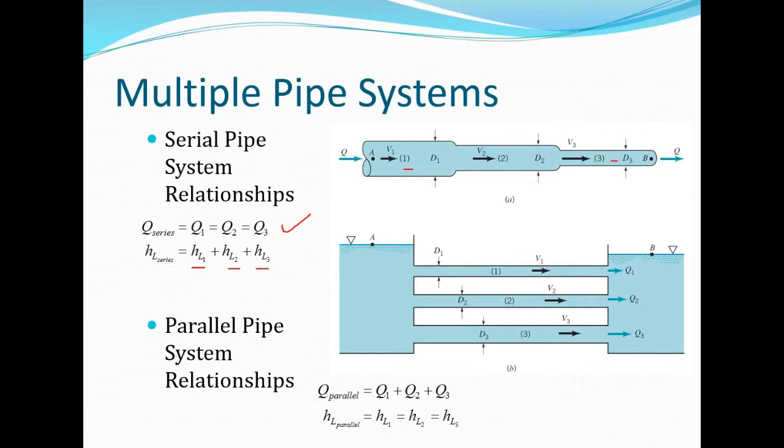So you could just use each segment with that major head loss term that we had before that scales with v squared and figure out the individual head losses and add them together.